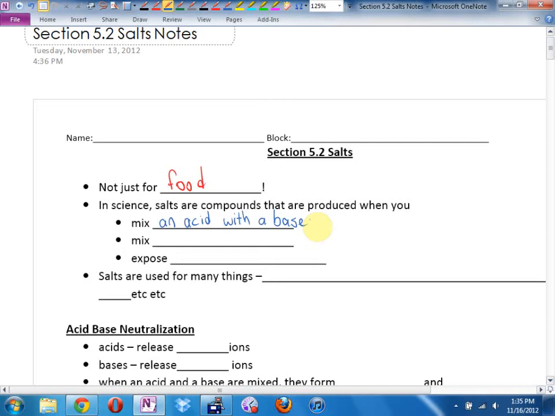You can also get salts when you mix a carbonate, say what? With an acid. What the heck is a carbonate? Who has their pink sheet out? Carbonate is one of those polyatomic things on the back. What is a carbonate? It's something CO3: potassium CO3, sodium CO3, something CO3, a carbonate.